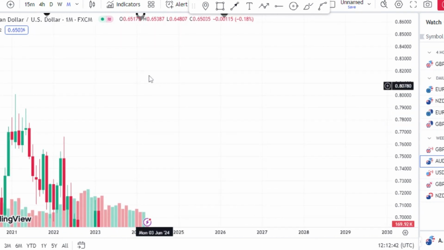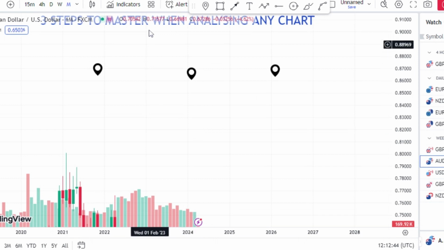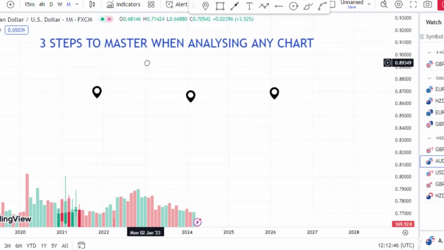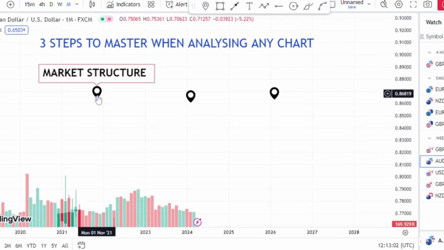And again, there are three things you have to master whenever you want to analyze any chart. You have to start from monthly, weekly, daily to 4 hour to get an entry, but at least you have to understand there are three things to know whenever you're analyzing any chart. And the first one is the market structure.